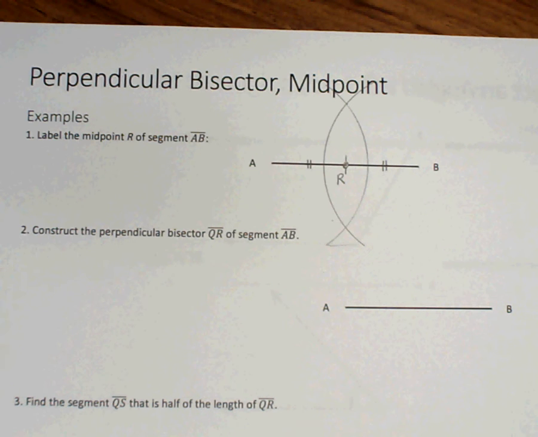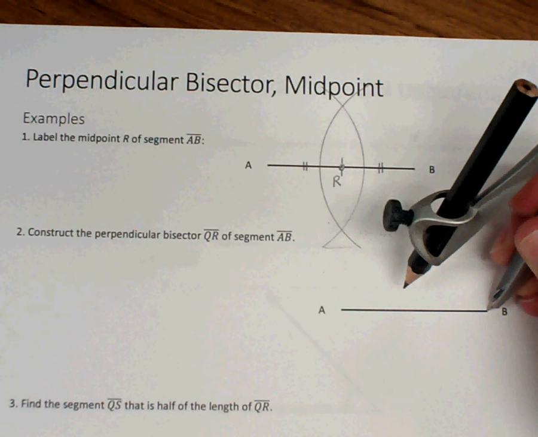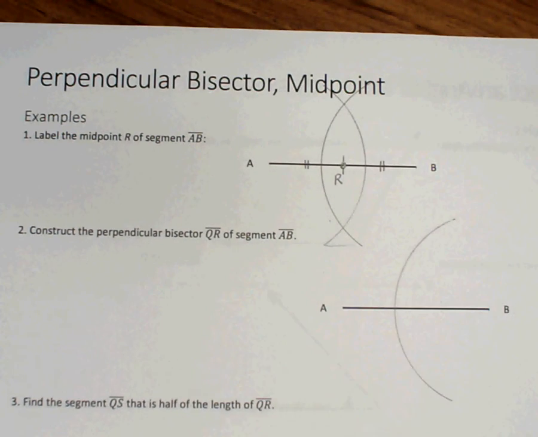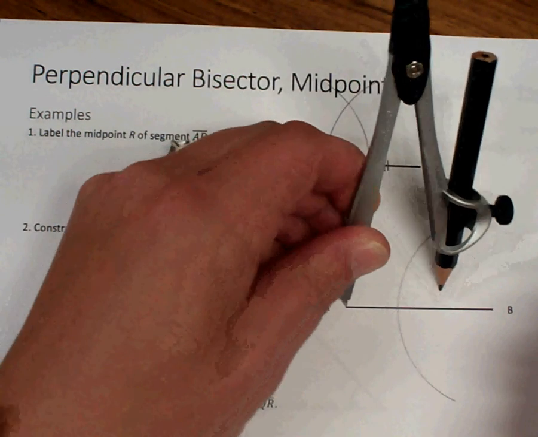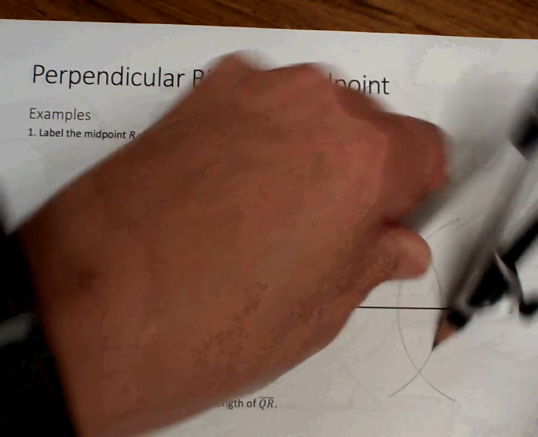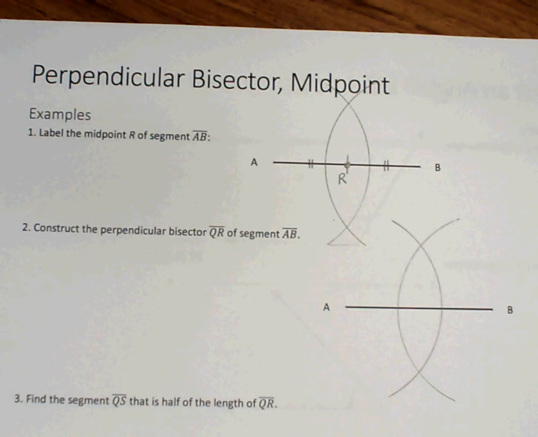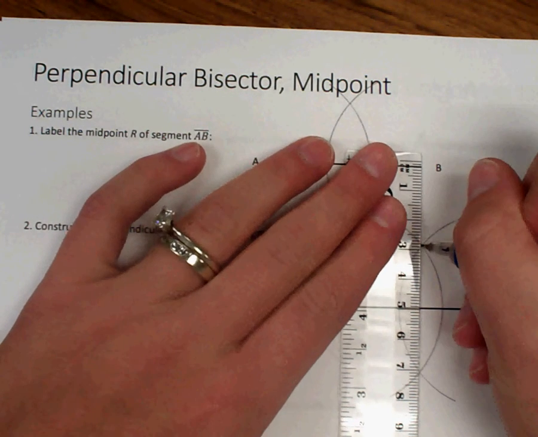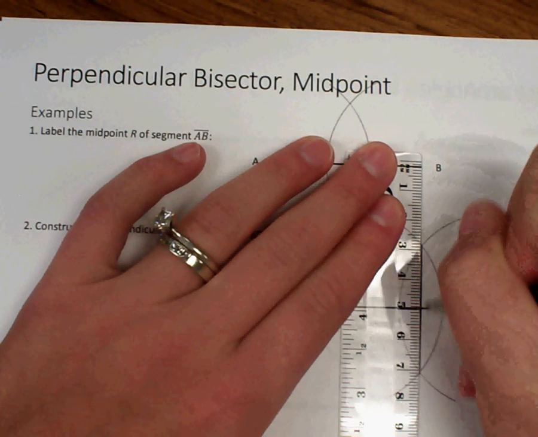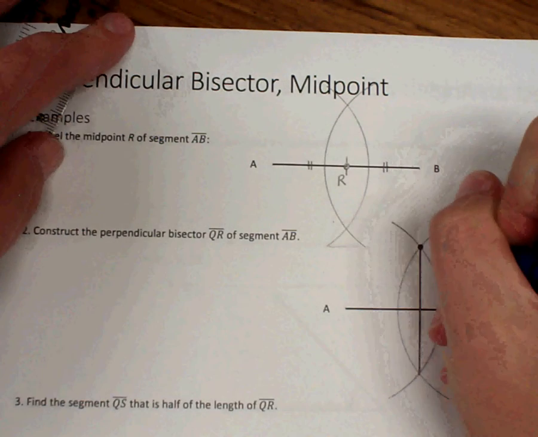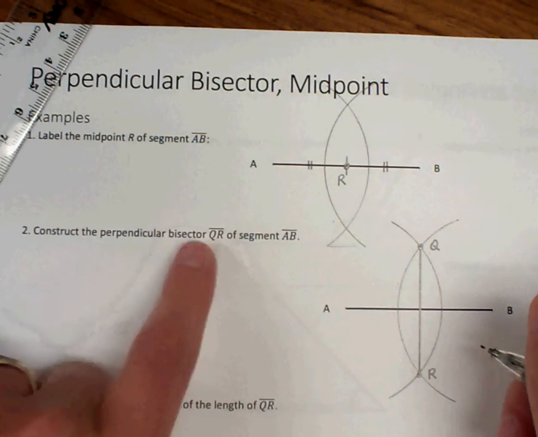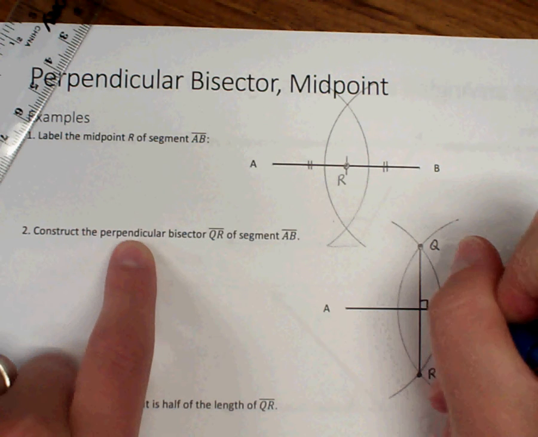Number two, we're going to take the same approach. Anchor on an endpoint, a little bit more than halfway. We make an arc. Same size, move our anchor. We make another arc. But in this one, we want the perpendicular bisector, and we want it to be line segment QR. So I'm just going to label this intersection point here as Q, this intersection point as R, and then we have to show that this is perpendicular and a bisector.